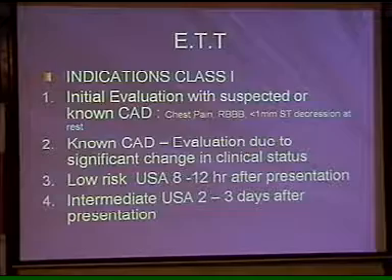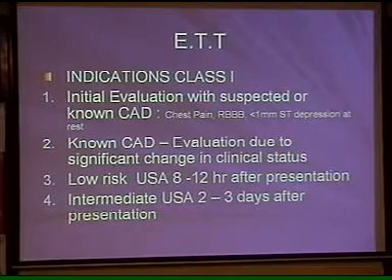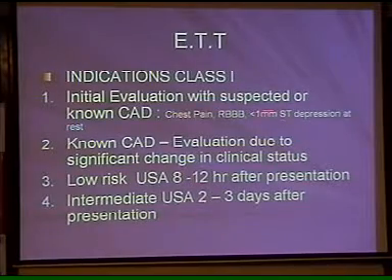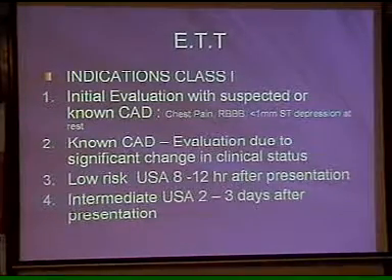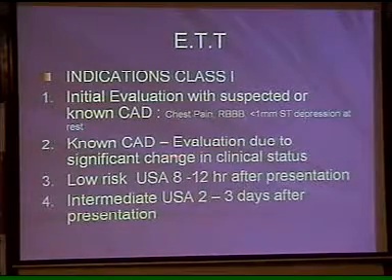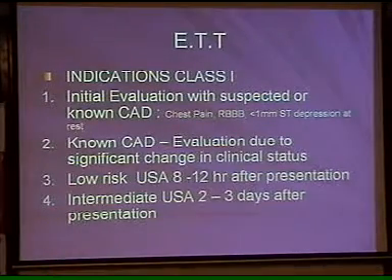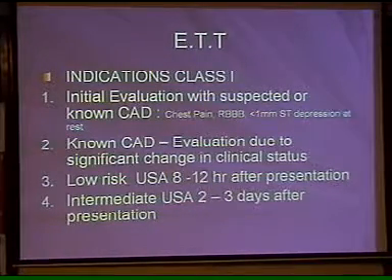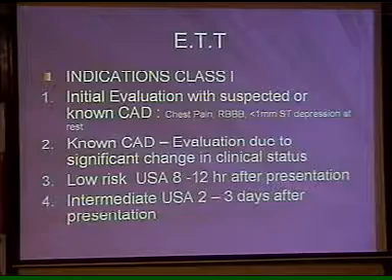And the indications: class 1 indications are the absolute indications for ETT, and this is initial evaluation with suspected or known coronary artery disease, maybe chest pain, maybe right bundle branch block, maybe resting ST depression less than 1 millimeter. Of course, in this situation you can straight away prescribe the patient to go for ETT. Known coronary artery disease, evaluation due to significant change in the clinical status. If the patient already has a known history of ischemic heart disease and is already taking medicine, you want to assess his physical status, how much he is handicapped, how the quality of life is being affected, or whether the ischemia has progressed or is static, you can evaluate.